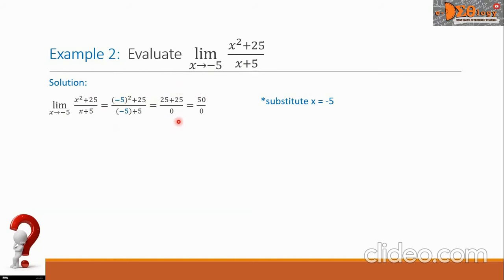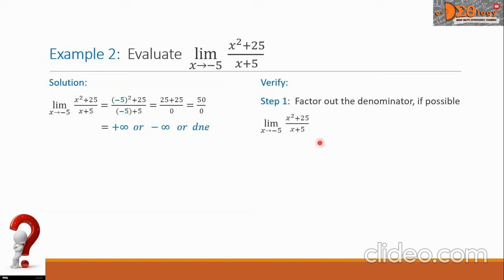And we can see here that the answer is of the form k over 0. And the value 50 is our k. It means we expect three possible answers: positive infinity, or negative infinity, or DNE, which means does not exist. Let us verify which of the answers is true. Step 1. Let us factor out the denominator if possible. Let us copy our limit problem down here. Observing the denominator here, it is already prime, so there is no need to factor out.